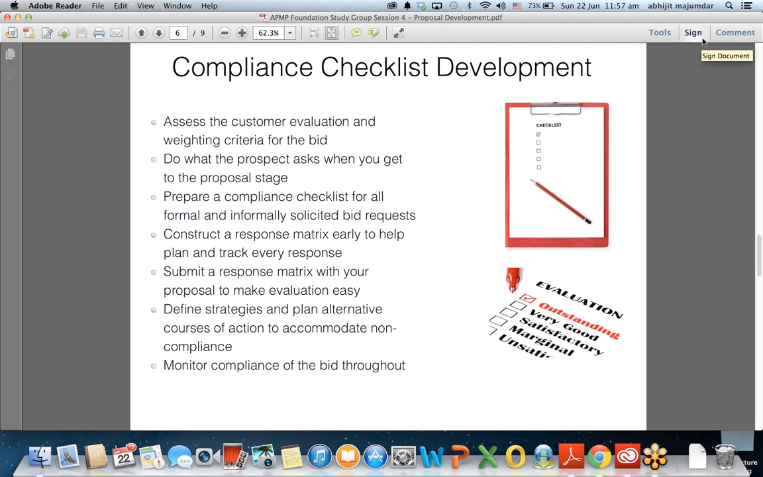Okay. Now, compliance checklist development. Now, why do we need compliance checklist development? We have discussed earlier that customers set out different criteria for selecting a vendor, which they state in their evaluation criteria. And the evaluation criteria is not only about the functional or the technical requirement.